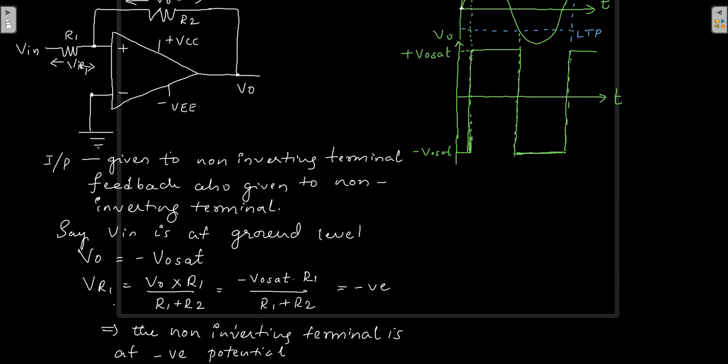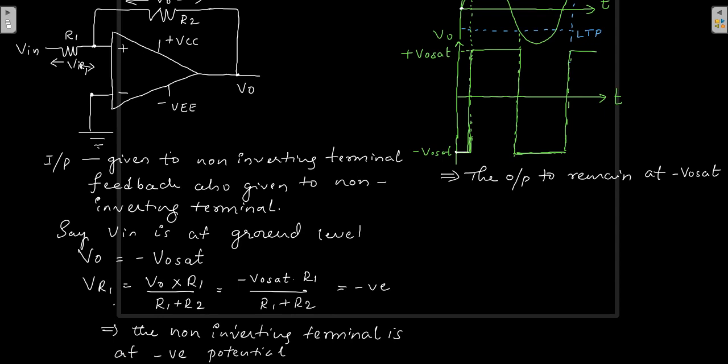So obviously, once the non-inverting terminal is at the negative potential, right? The inverting terminal is grounded, the non-inverting terminal is at negative potential. Obviously, your output has to remain at minus V naught sat only, correct or not? So the output will remain at minus V naught sat only. We had started from here.